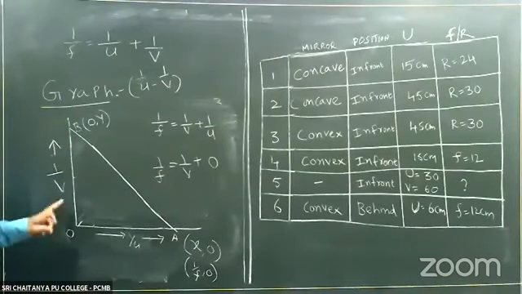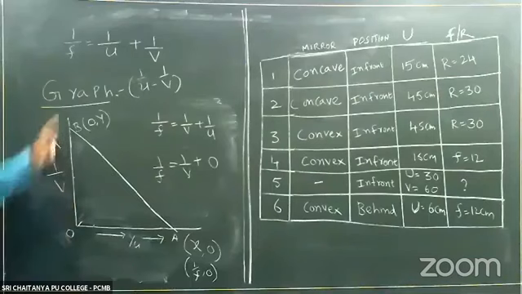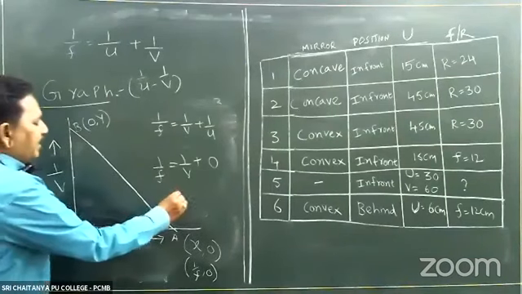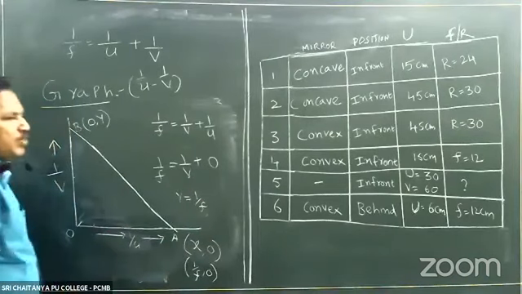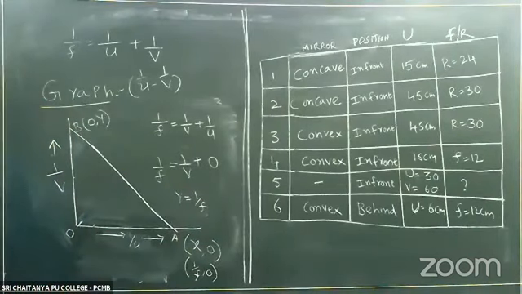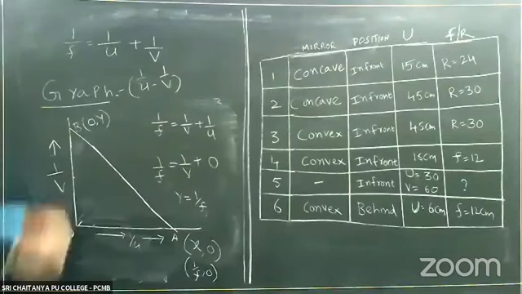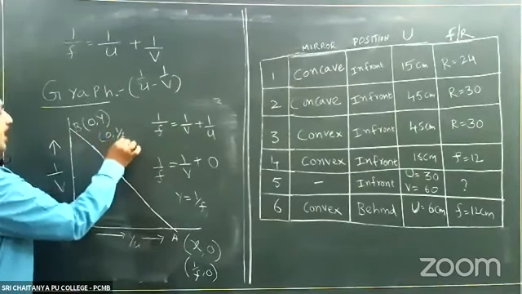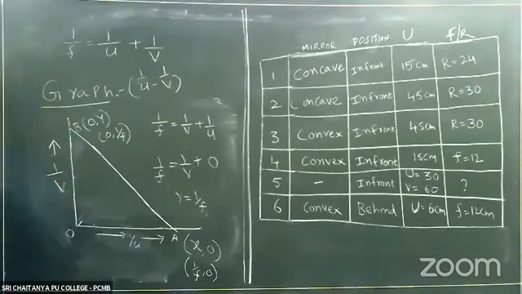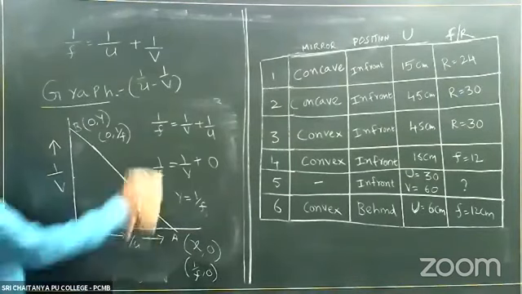But 1 by v is taken along what axis? Y-axis. So the y coordinate is 1 by f. The x coordinate is how much? 0. Substitute here. Therefore, the coordinates of point B are (0, 1 by f).